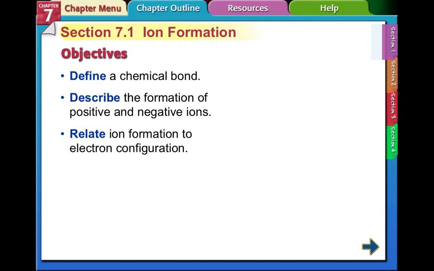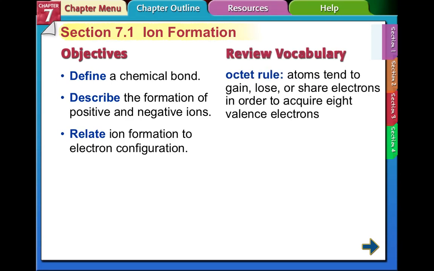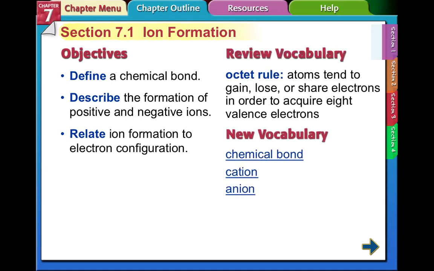We are going to use the information that we've learned in chapters 1 through 6 to help us learn more about these chemical bonds. Remember that we have talked about chemical reactions being the atoms trying to get to the octet rule. They want 8 electrons in that valence electron or outer shell. So remember, octet rule: atoms tend to gain or lose or share electrons in order to acquire 8 valence electrons.